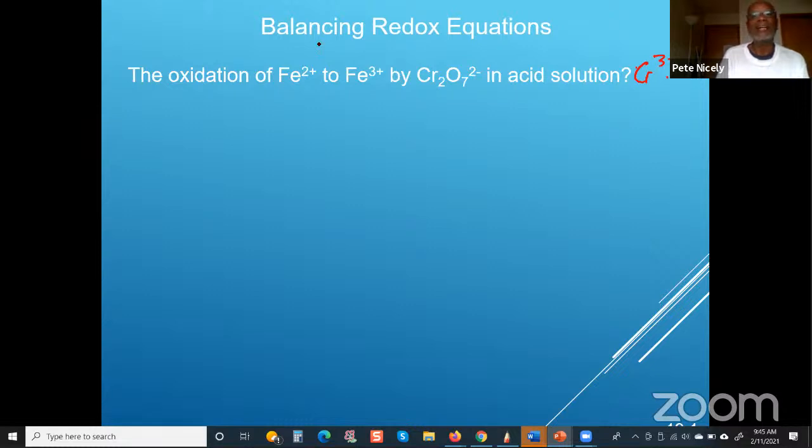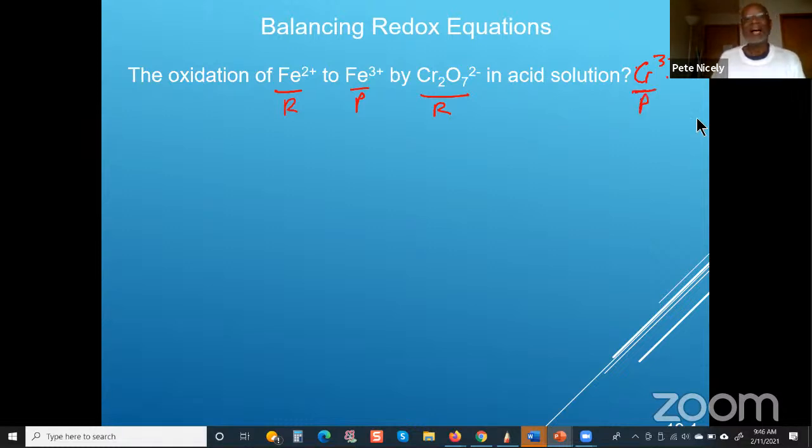So there are 2 reactants in this case. One is the Fe2+. It will be oxidized by the dichromate ion. So these are the reactants. And the products would be the Fe3+ here and the chromium 3+, which is not mentioned, unfortunately, all right?